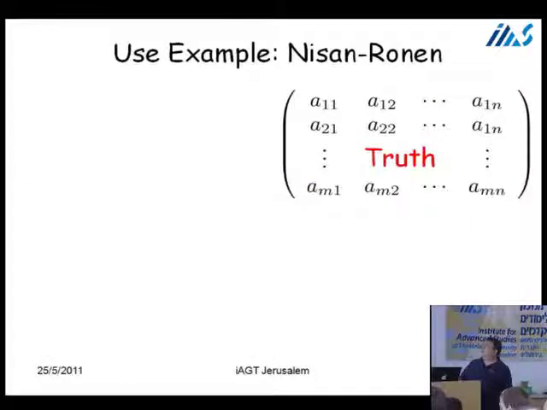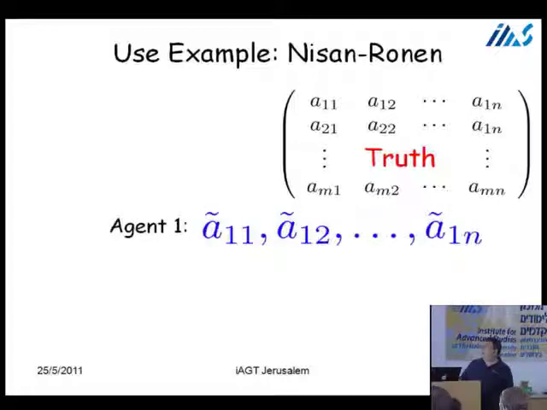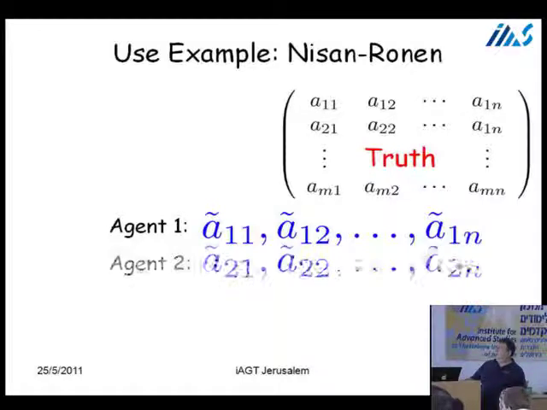Okay, so let's use this example of Nisan, Ronen, and Amir. So the problem is there are all these tasks and all these agents, and this is the true length of each task for each agent. And the agents start lying. I mean, they lie through their teeth. So agent 1 gives you some values for this row, and agent 2 gives you his values for this row, and so on. So this is basically nonsense.